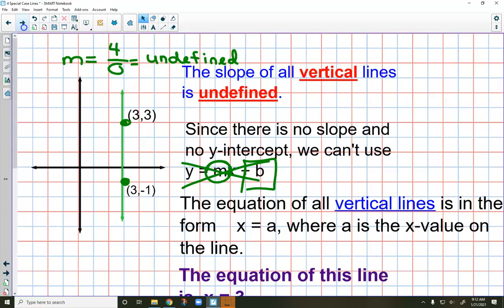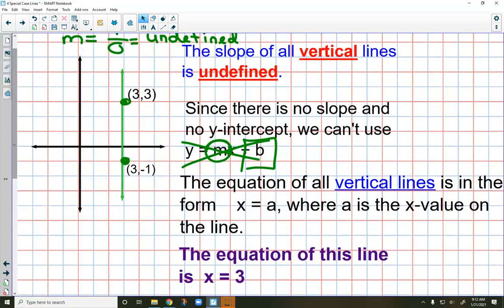The equation of all vertical lines is in the form of x equals a, where a is the x value on the line. So the equation of this line is going to be x is equal to 3. When you see x equals 3, it is a vertical line, and it's where the line crosses the x-axis. For example, this would be x equals 2, x equals 1, x equals 0, x equals -1, x equals -2, and so on. So this line that we started with was x equals 3. That tells you that it's a vertical line, there's an undefined slope, and it goes through the x-axis at +3.